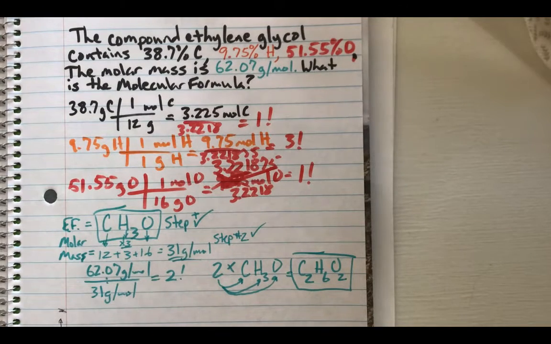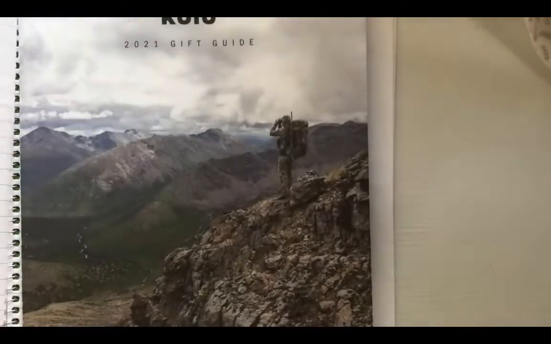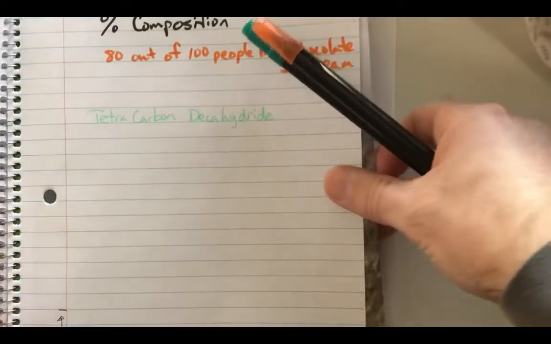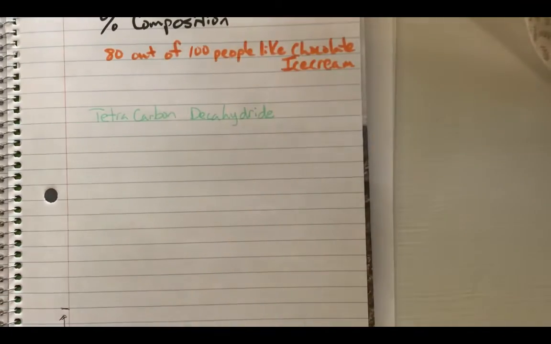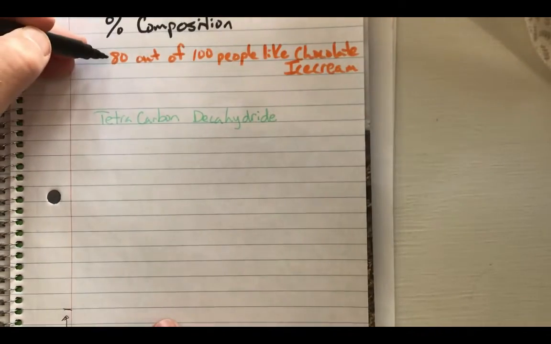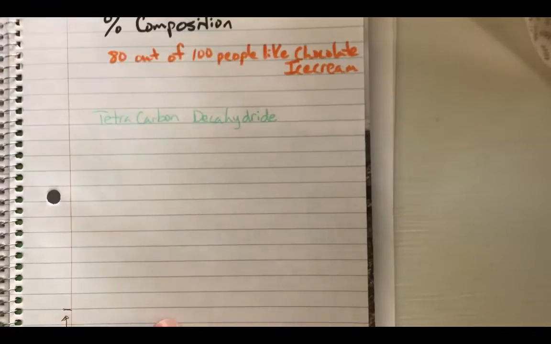Now, what do we do if we're solving for percent composition? Let's just talk really quickly about what percentages are. What do they mean? A lot of students get hung up on that. If you take a look at this, for example, it says 80 out of 100 people like chocolate ice cream. 80 out of the 100 people polled.